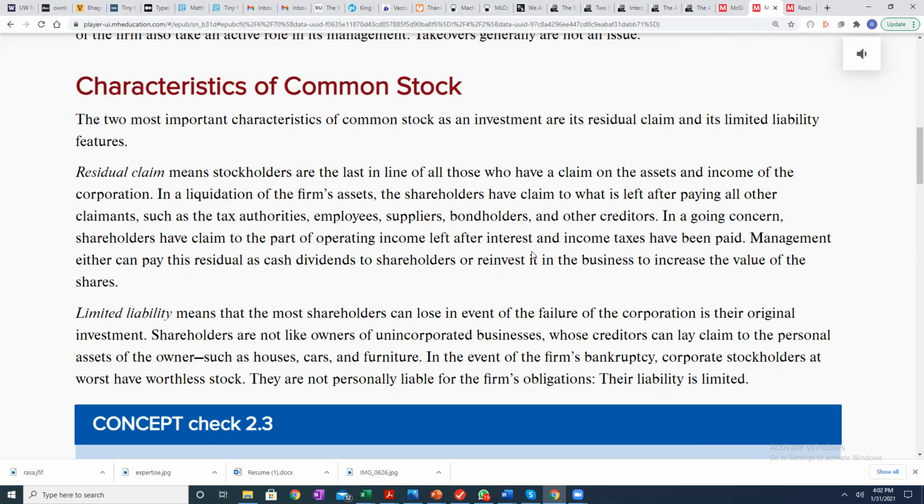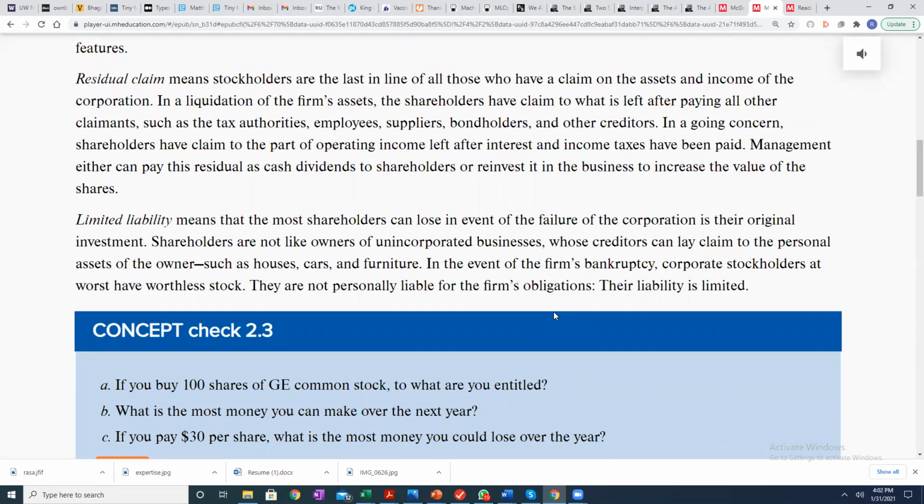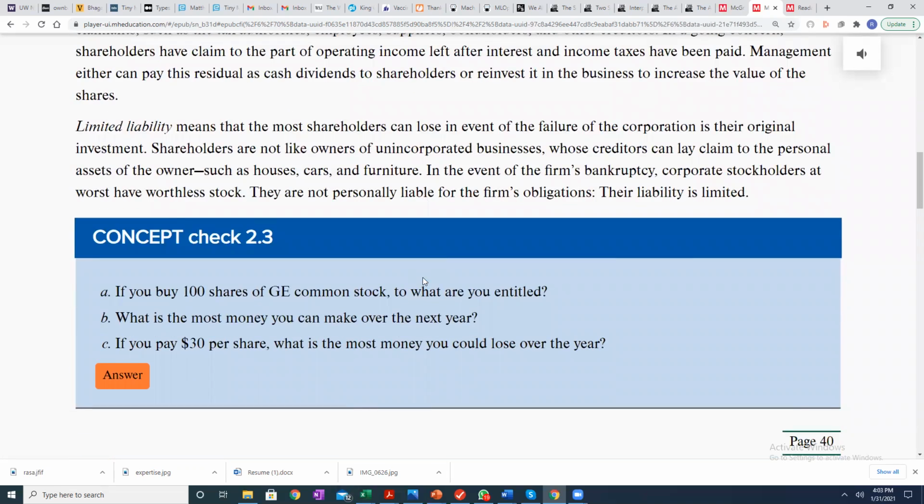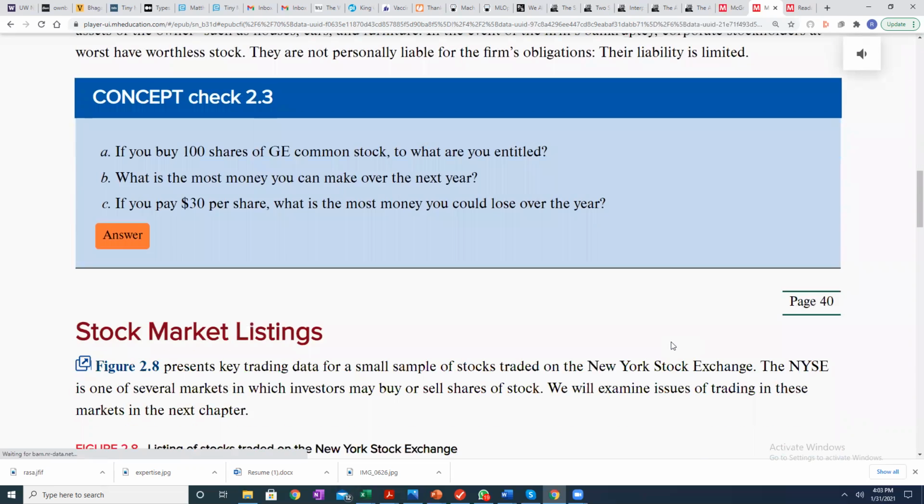Management can pay this residual as cash dividends or reinvest it for the shareholders. Limited liability means that the most shareholders can lose in the event of the failure of the corporation is their original investment. That is the maximum. This is not like owners of unincorporated businesses, whose creditors can lay claim on personal assets, such as houses, cars, furniture. In the event of bankruptcy, corporate stockholders at worst have worthless stock. They are not personally liable for the firm's obligations. Their liability is limited.